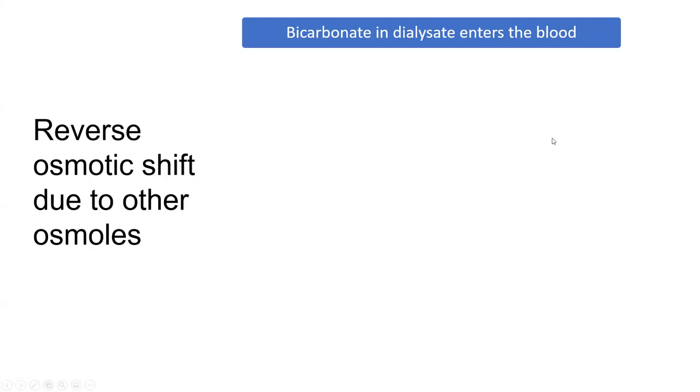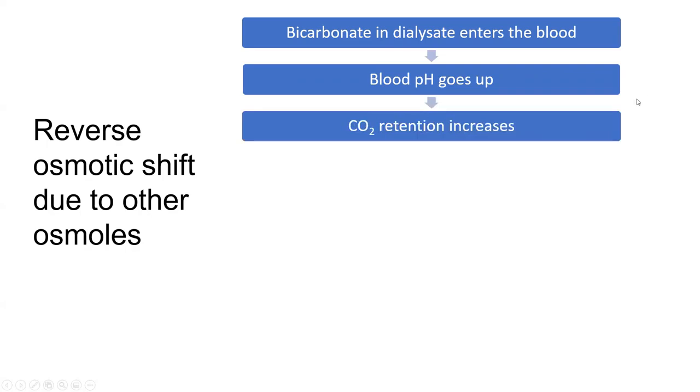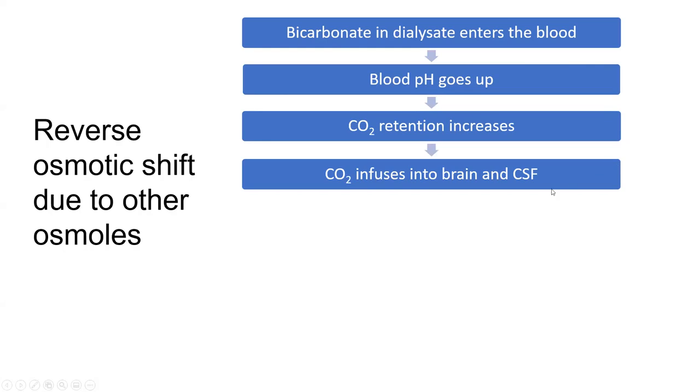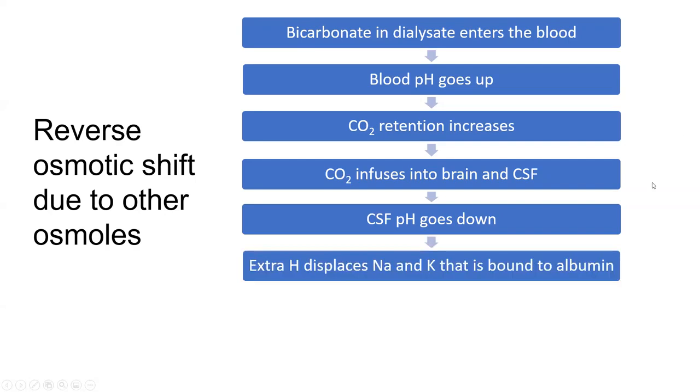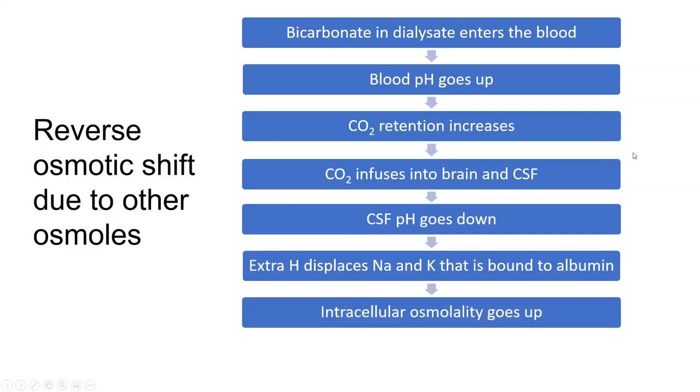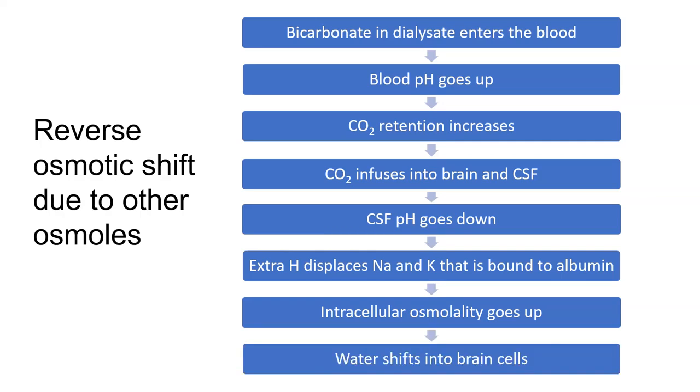The next is the reverse osmotic shift due to other osmoles. This is the hardest pathophys, really complicated, but we'll go through it. Bicarbonate in dialysate enters the blood, so your blood pH goes up. Your CO2 retention goes up. CO2 then goes into your brain and CSF. The pH of your CSF goes down. And then the extra protons actually displace the sodium and potassium that is bound to albumin. That increases your intracellular osmolality, and then water goes into the brain cells.